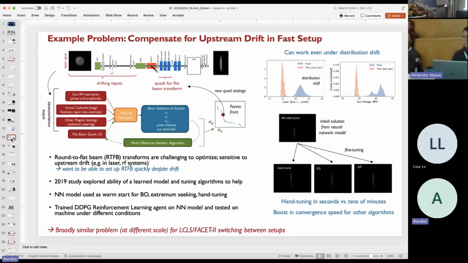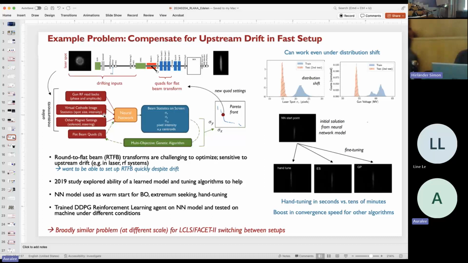To give a brief example of one of the early types of problems we were thinking of that shares some broad similarities with what we face at LCLS, but also one of our other accelerators, FACET-II. This is a small accelerator at UCLA that was setting up a round to flat beam transform. And this transform is very sensitive. It's controlled with 3 quadrupoles, and then it's affected by upstream drift in the inputs, so things like the laser spot and the RF control of the gun.